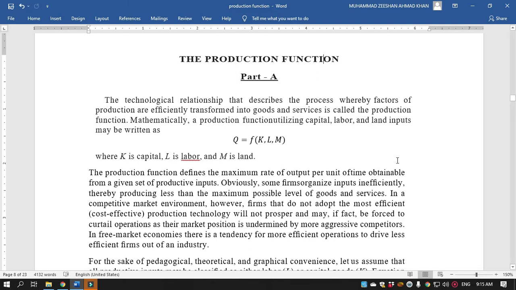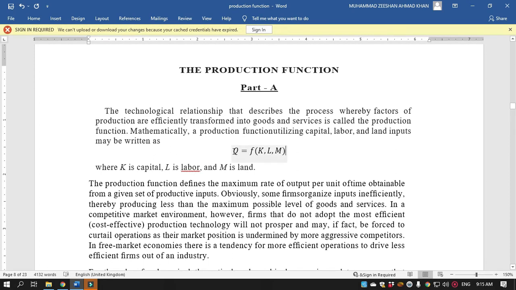Mathematically, the production function is the relationship between the capital, labor, and land inputs, and so many other factors, and can be written like that, where Q is the production output, and K stands for capital, L stands for labor, and M stands for land, and so many other factors can be added into this equation. But here I have only explained these three variables.